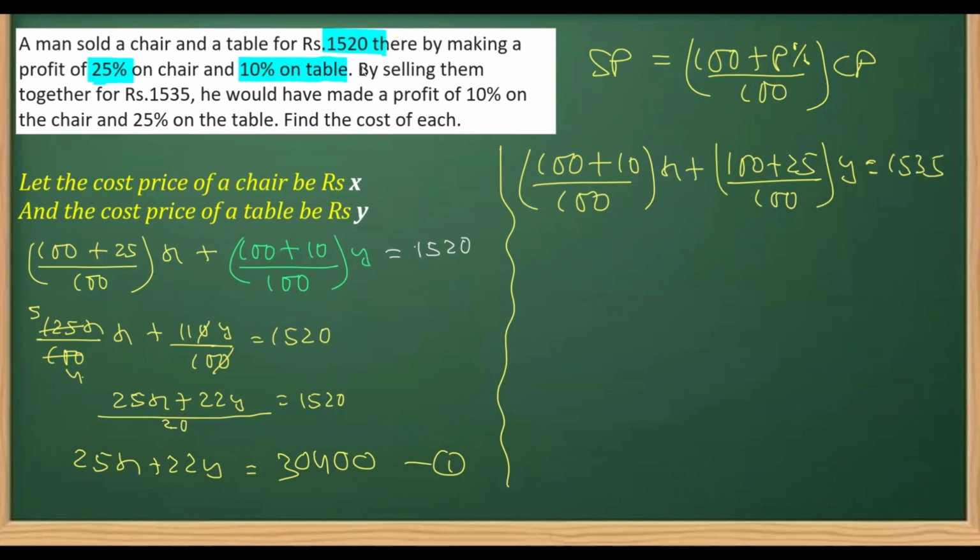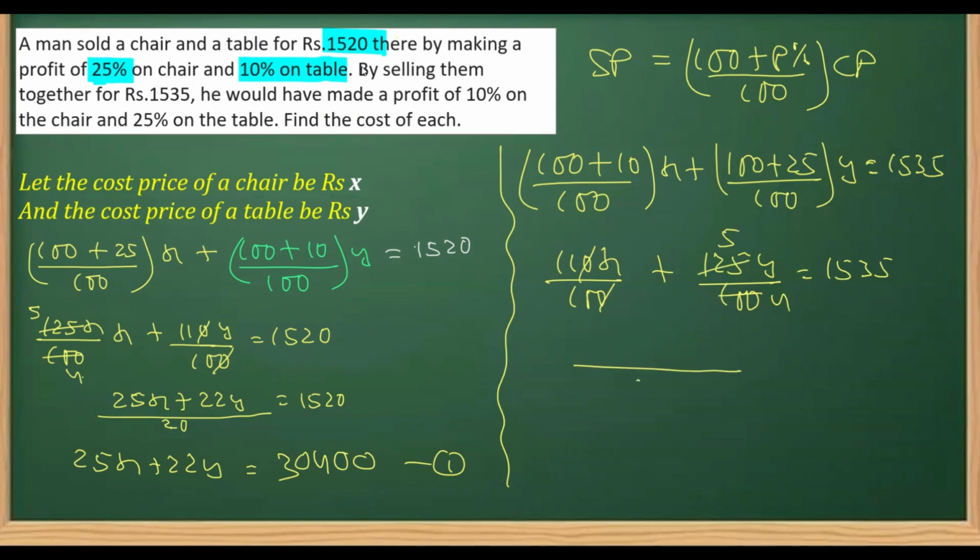Now if I reduce, this is 110x over 100 and this is 125y over 100, equal to 1535. Same way I can reduce here. This is 25 5 times, 25 4 times. So the LCM will be the same as in the previous case, which is 20. This comes as 22x plus 25y is equal to 1535.